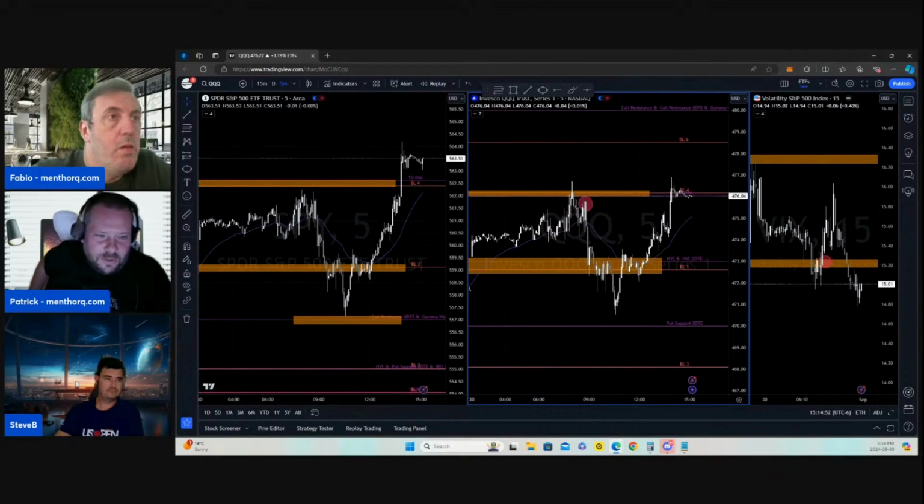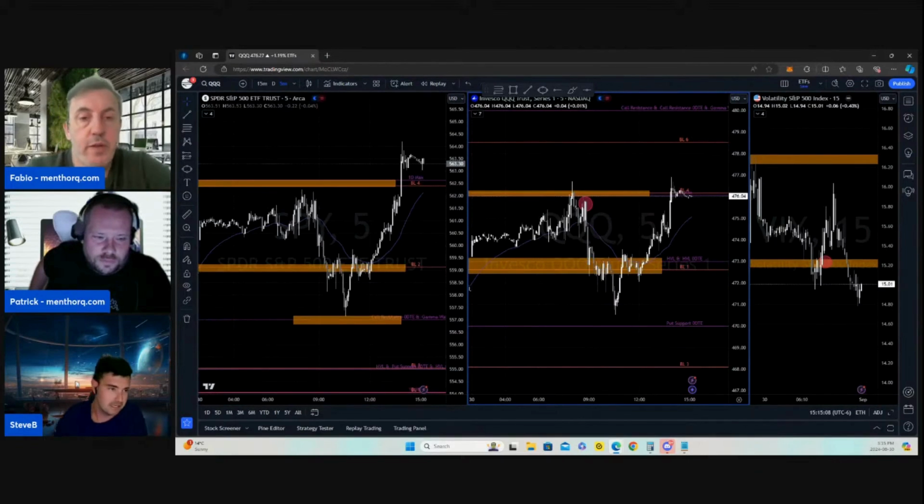And this is why you should look into both tickers, especially if you trade the futures. Look to the SPY, look to the QQQ, and in best case, have also the VIX on your chart. Absolutely. Yeah, exactly.